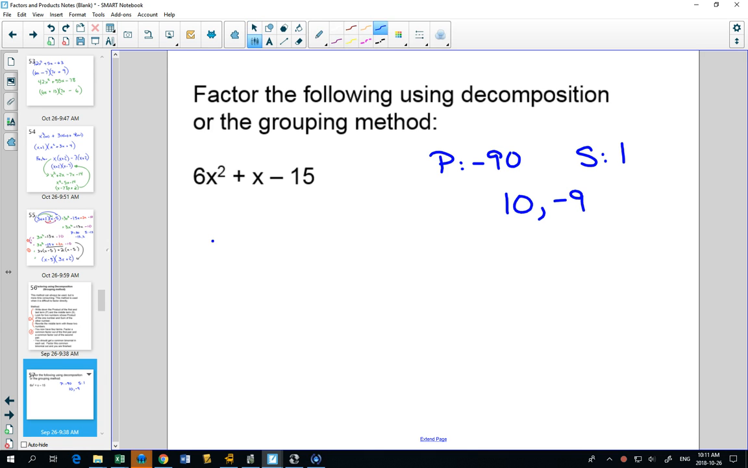And so now we rewrite the plus x in the middle with 10 and 9. I'll do it in a different color so we can really see it. Plus 10x minus 9x minus 15. Can you see that what I wrote in green is equal to the plus x that was there before?